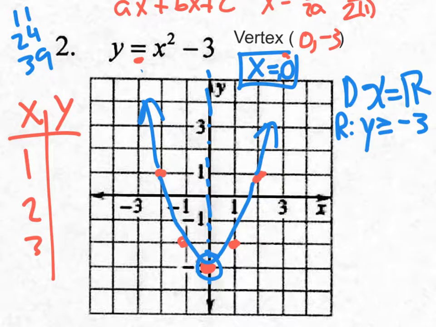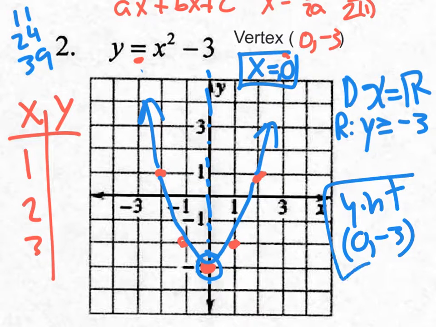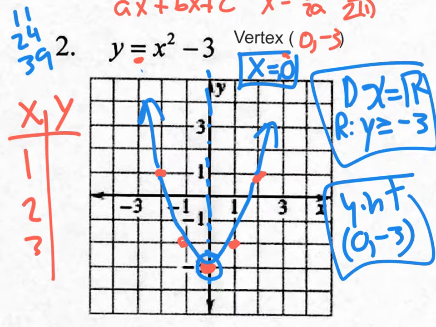And for the y-intercept value, you could clearly see already that it crosses the y at 0, -3. So the y-intercept is 0, -3. It's where it crosses the y-axis. So you have all these answers that you could have: the vertex, the axis of symmetry, domain, range, and the y-intercept.